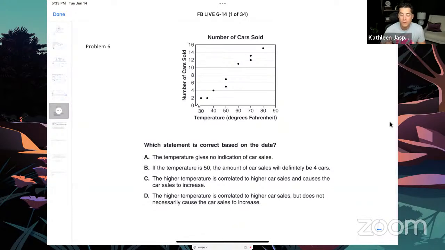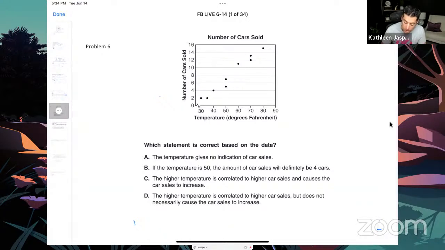We have the number of cars sold on this graph, number of cars are here, and then the temperature. So that's interesting. It says, which statement is correct based on the data? So let's look at the answer choices. And that's all we're going to have to do. We have to go through the answer choices and just knock them out one by one. The temperature gives no indication of car sales.